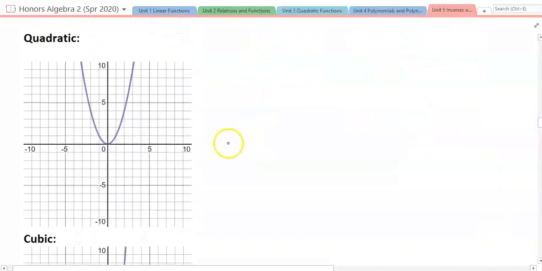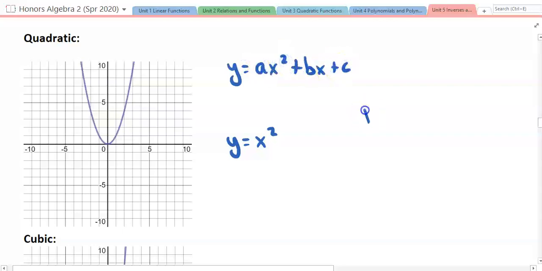Quadratic functions, remember the parent is y equals x squared, and the general form of a quadratic, the standard form, is ax squared plus bx plus c. Now, let's talk about the domain and the range of this quadratic function. Again, the domain is really easy. This graph's going to go on forever in x in both directions, so it's from negative infinity to positive infinity.